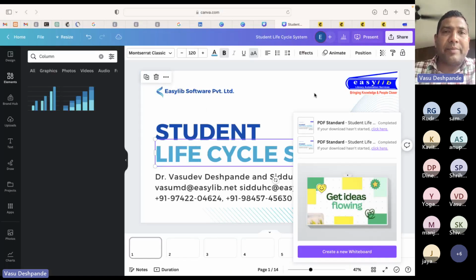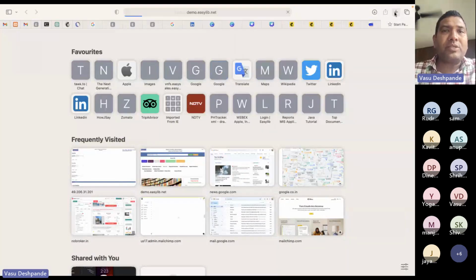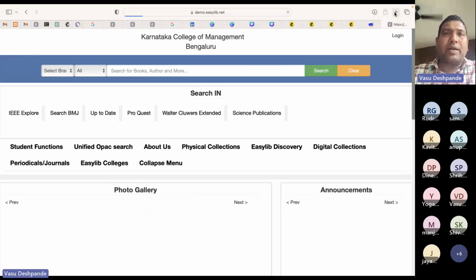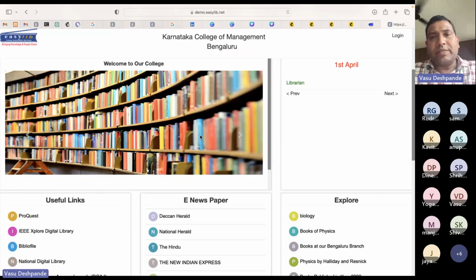This is the ready-made system that we have got. It's very easy to log in. So once you want to try it out, you give us a call. We'll help you. We'll configure this entire system.